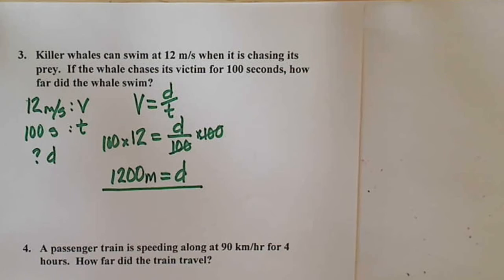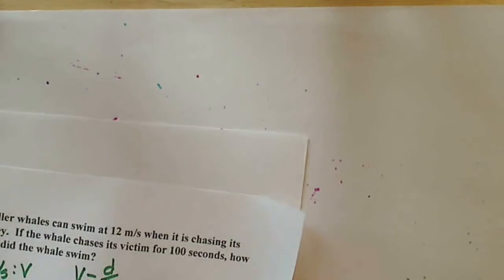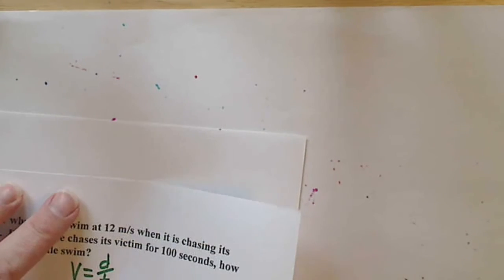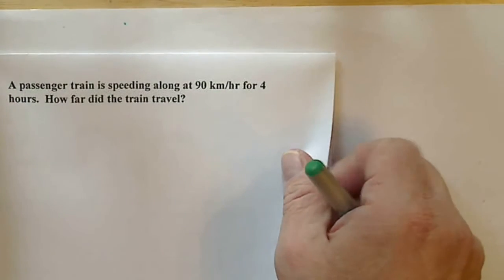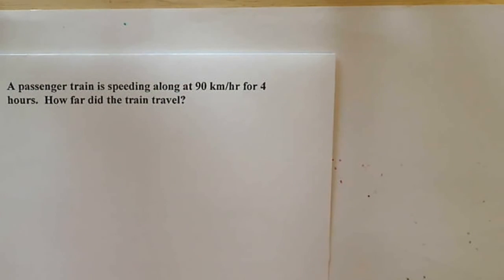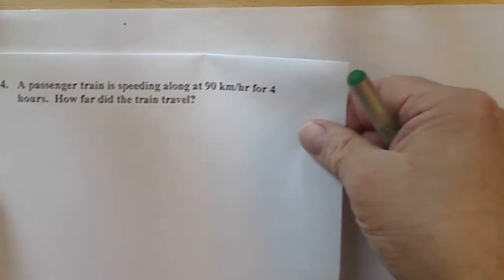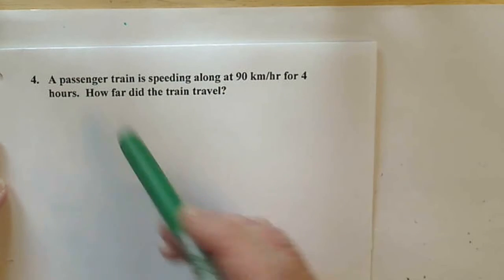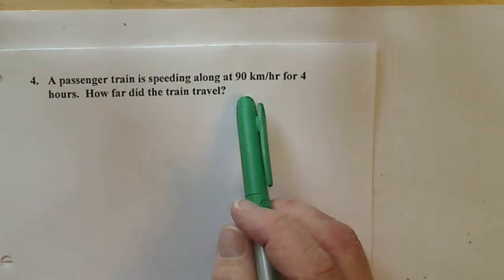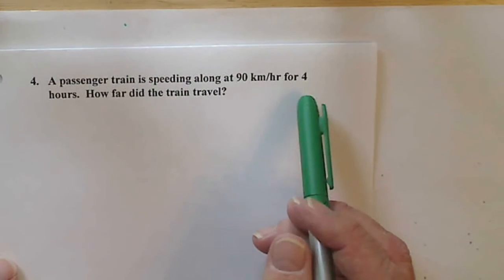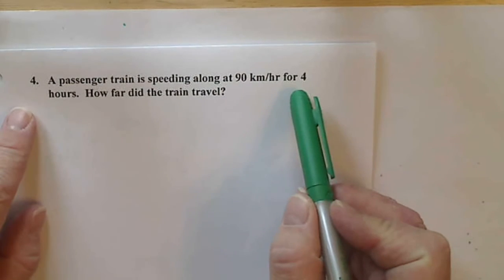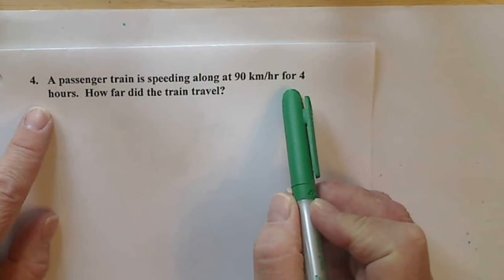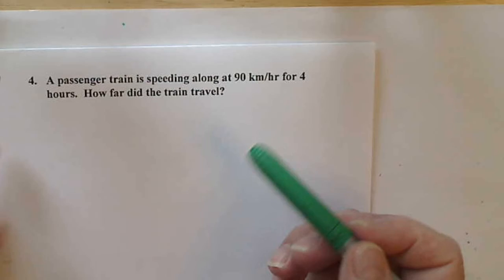Okay? Now let's try another one, but this time we use kilometers and hours again. We're still going to solve for distance, but we are going to do it in kilometers and hours. Read the sentence real good so you can read it. We got a passenger train speeding along at 90 kilometers per hour. That's a pretty good pace there. Typical Amtrak. And it's going to be traveling for 4 hours. They want to know how far the train traveled.